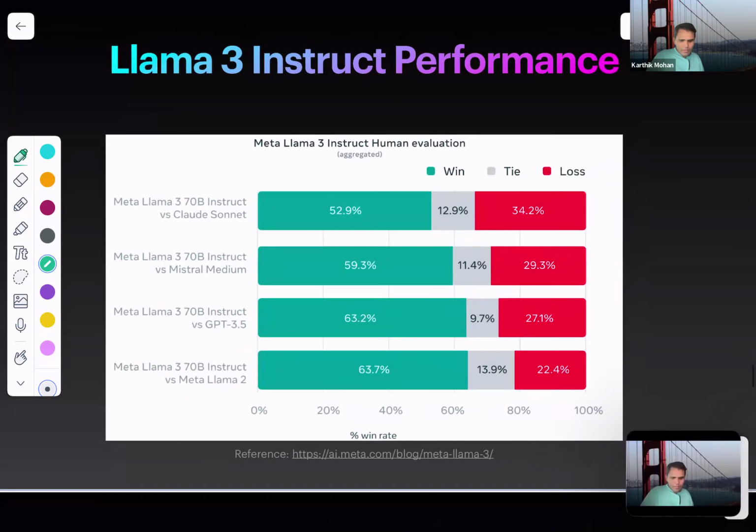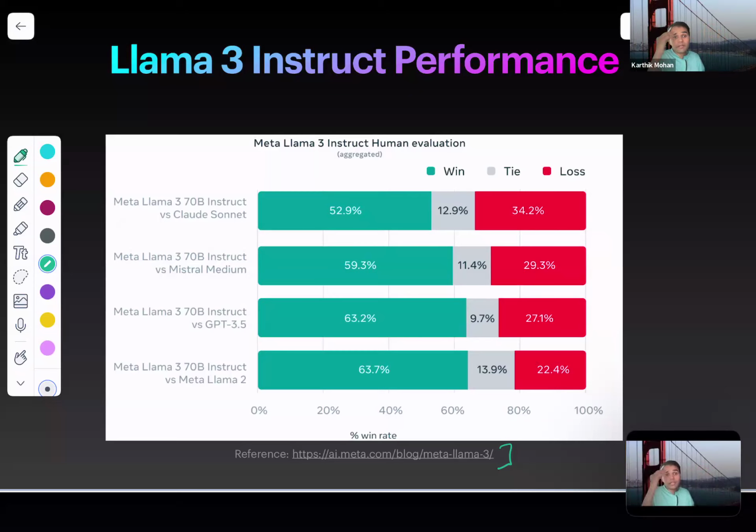And this is a graph from the article we're using, for Meta Llama 3 Instruct human evaluation. This is where you compare two models. You say here's a response from this model, here's a response from this model. Which one do you like? And then a human would just say yes, I like this versus I like this. And so the win, tie, and loss percentage is based on that.